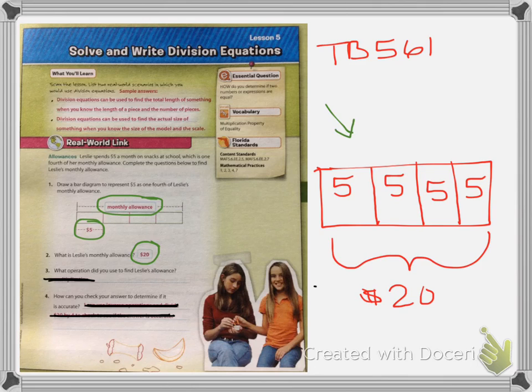And then it says, what operation did you use to find Leslie's allowance? So we actually used multiplication. So this whole section is going to show you how division equations use multiplication. But that should make sense because how do you undo division? With its inverse operation, which is multiplication. So it says, how can you check your answer to determine if it's accurate? And it says, I can use inverse operations and divide $20 by 4 to check and see if the answer is correct. So let's go ahead and move forward and see how the rest of the chapter plays out.